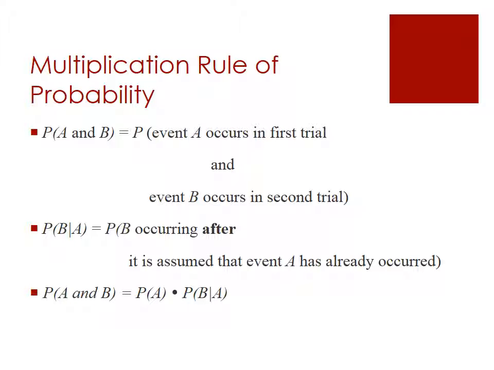When we're looking at this, the formula for the probability of A and B, our multiplication rule of probability, is going to be the probability of A, since that occurs first and it's not affected by the consecutive order, times the probability of B following A. This is the multiplication rule probability formula that we'll be using in this section.